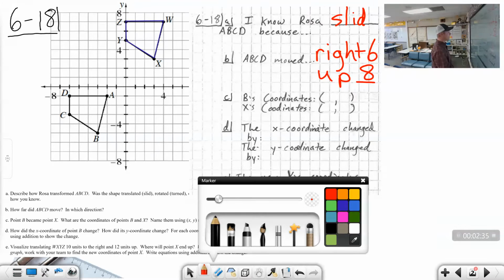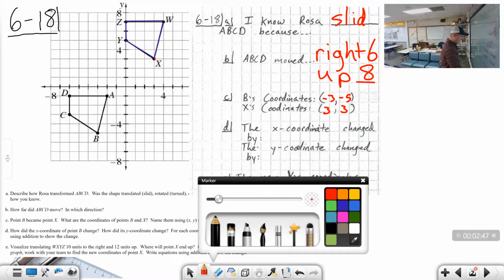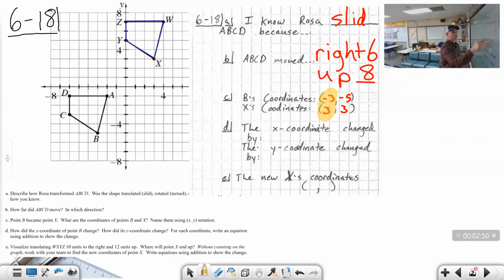Let's pay attention to B's coordinates. I noticed that B on the graph is -3, -5, and X's coordinates are 3, 3. How much did the X coordinate change? Right here. How much did it change? Well, 3 minus -3, 6. What a coincidence. How much did the Y coordinate change? Well, 3 minus -5, 8. What a coincidence. So I want you to write, letter D, the X coordinate changed by 6, and the Y coordinate changed by 8.